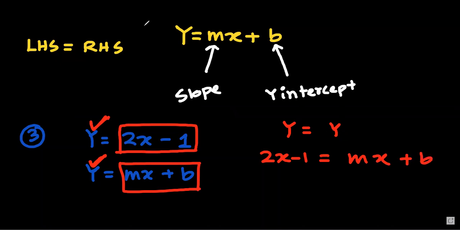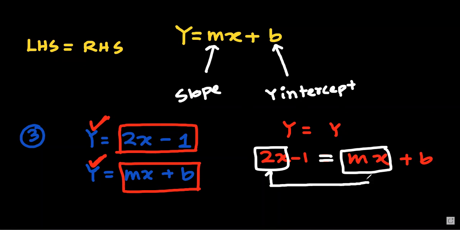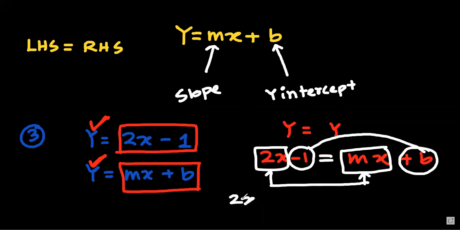Now, you compare the terms, compare this 2x with mx. So it's 2 times x, m times x. And as the left hand side equals right hand side, all the terms in the left hand side should be equal to the right hand side. So this term should be equal to this one, and this negative 1 should be equal to this plus b, right? So we can write 2x equals mx, and on the other side negative 1 equals b. So we can write 2 equals m and b equals negative 1, right?